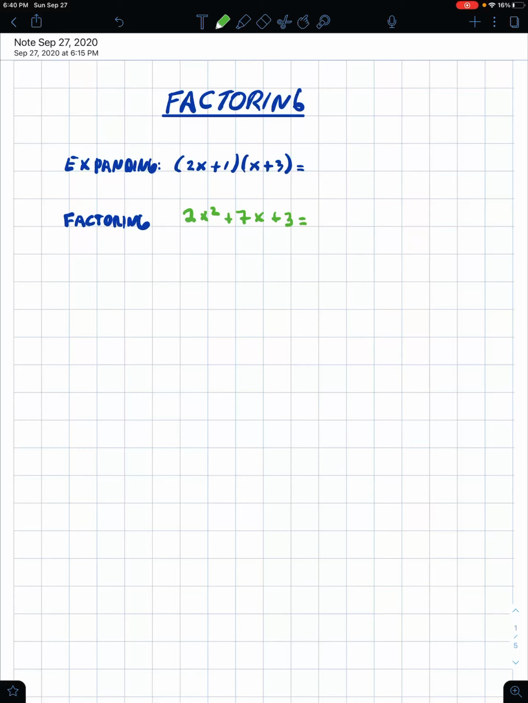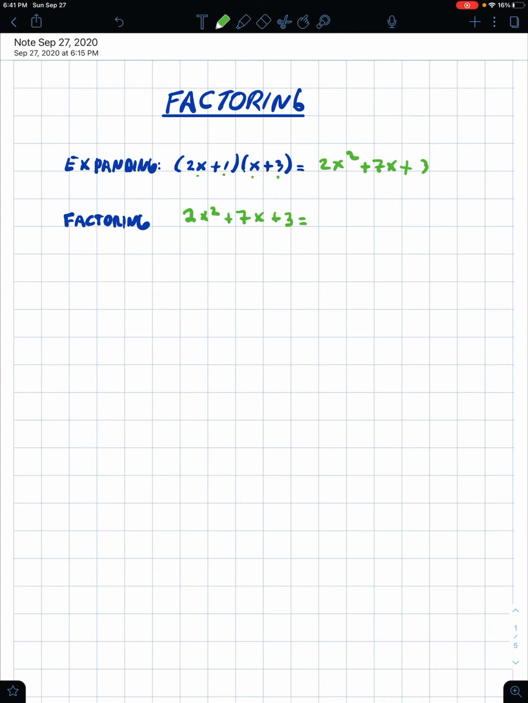Let's talk about factoring and the concept of it. We know what expanding is. Expanding is going from these two brackets, and I say 2x times x gives me 2x squared. 1 times 3 gives me the plus 3. And if I go to the inside, 1x and 2 times 3, 6x. So 6x and 1x is just 7x. That's expanding, and we've done this already.